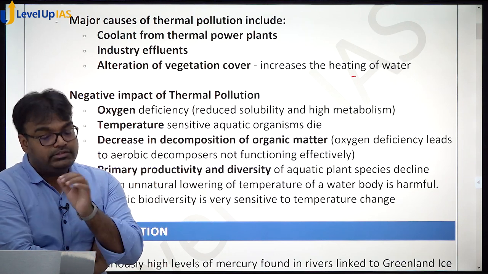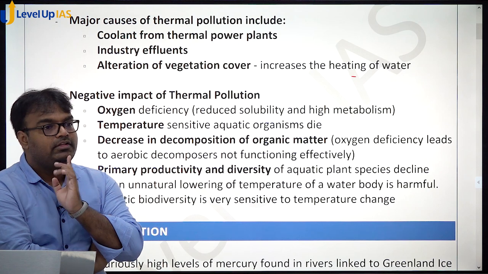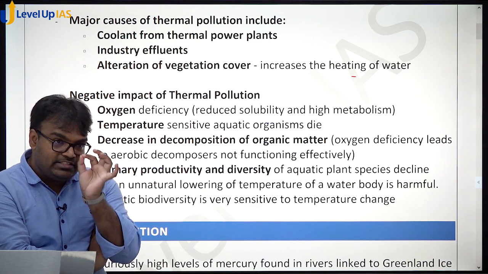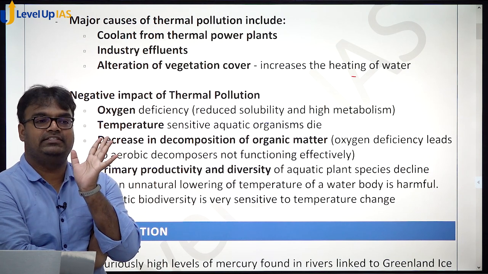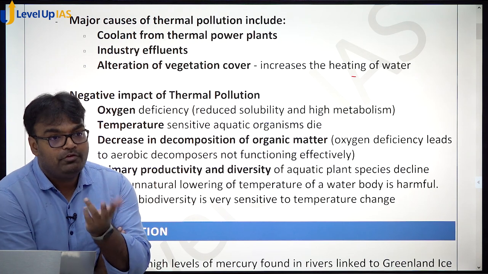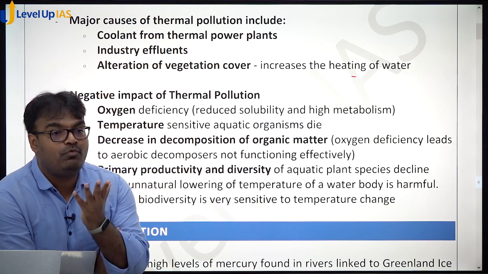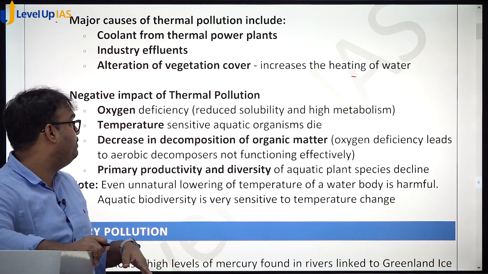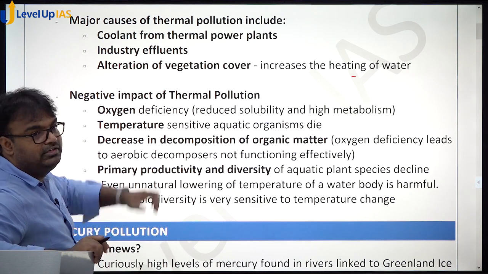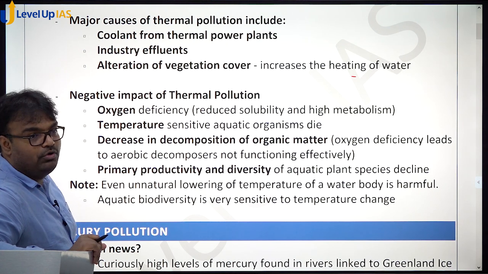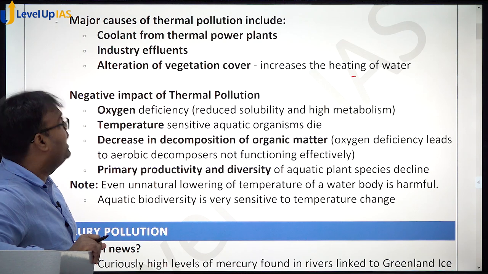So the living organisms which are living in that water, they are not adapted to changes in temperature. They are very sensitive to temperature change. Because they are very sensitive to temperature change, when we add heat into the water, when the temperature rises artificially, what would happen? Temperature sensitive living organisms or aquatic organisms would die.